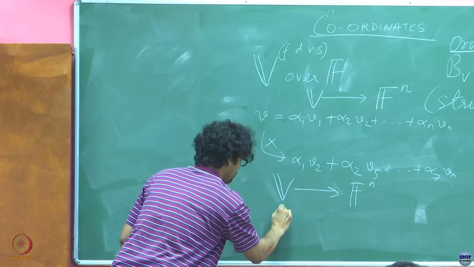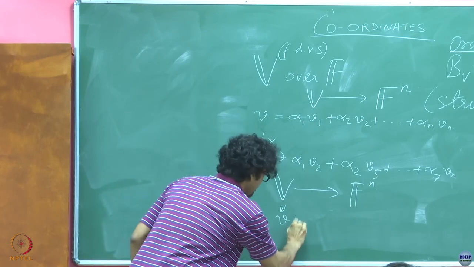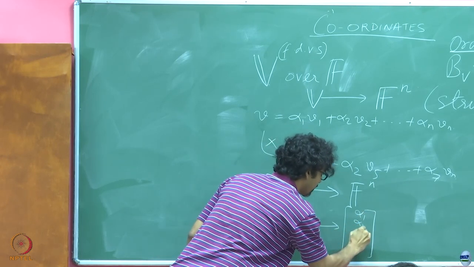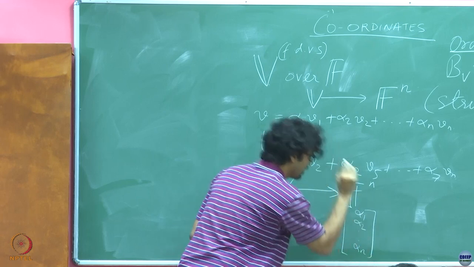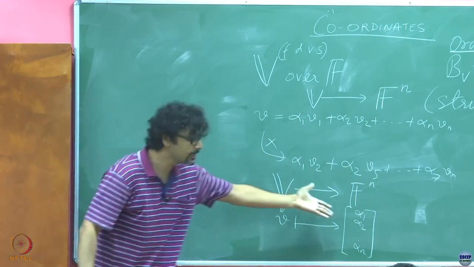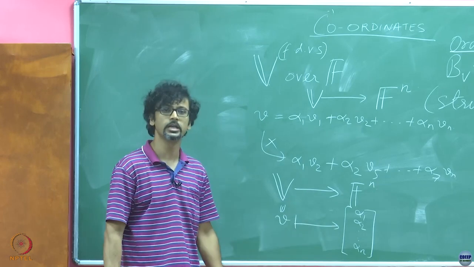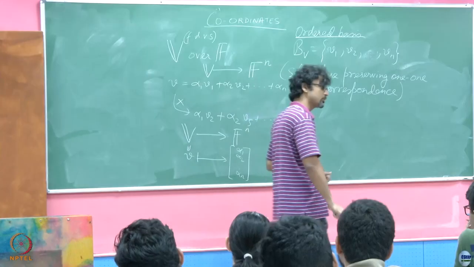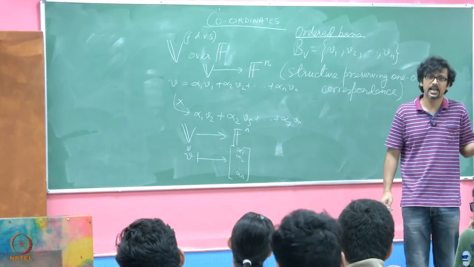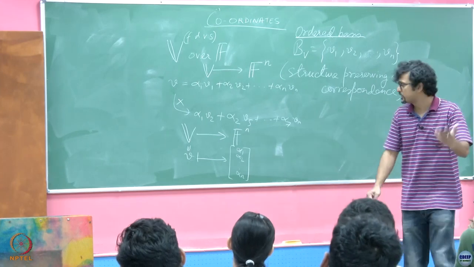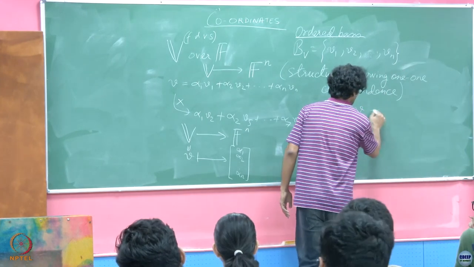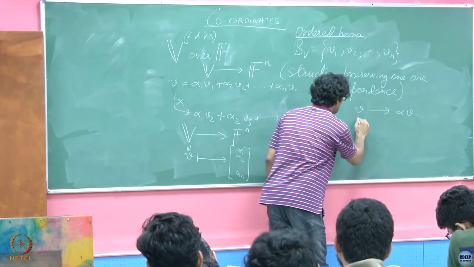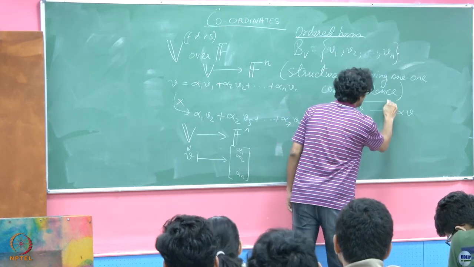So I have v which belongs to V and this gets mapped to the n-tuple given by alpha 1, alpha 2 till alpha n. This is exactly the mapping. This is how I assign coordinates. And you see, why is it structure preserving? Because look at the two main operations that you do in a vector space. What are those? Scalar multiplication and vector addition. So you take v to alpha v. So v correspondingly maps to, okay, so this is from V to V, right?